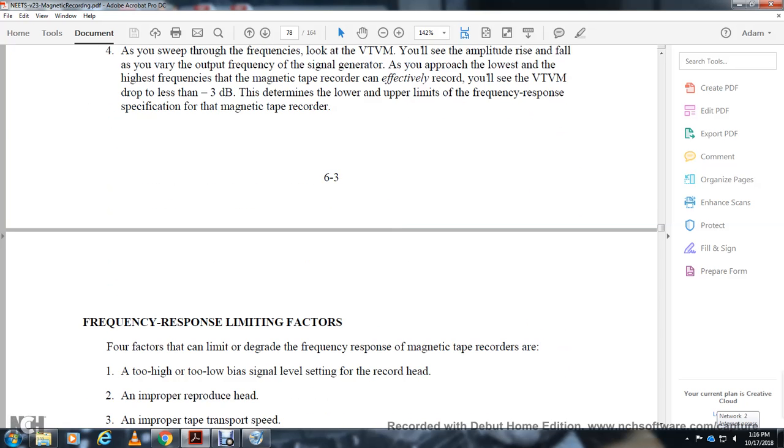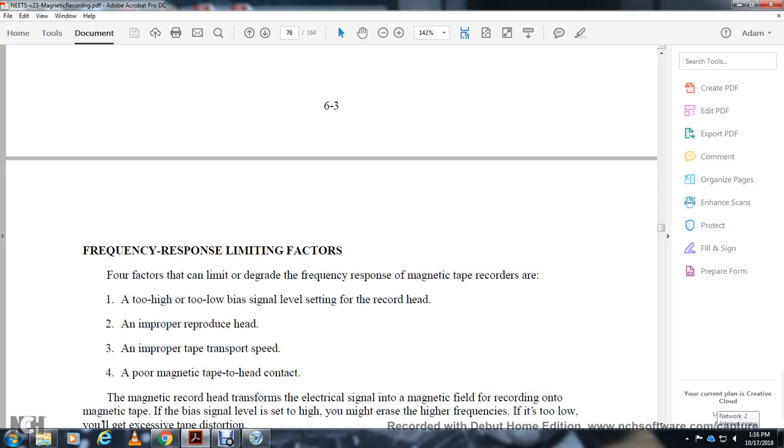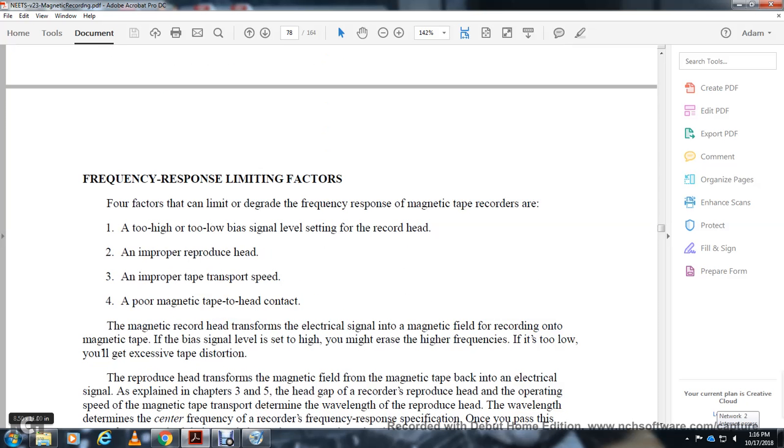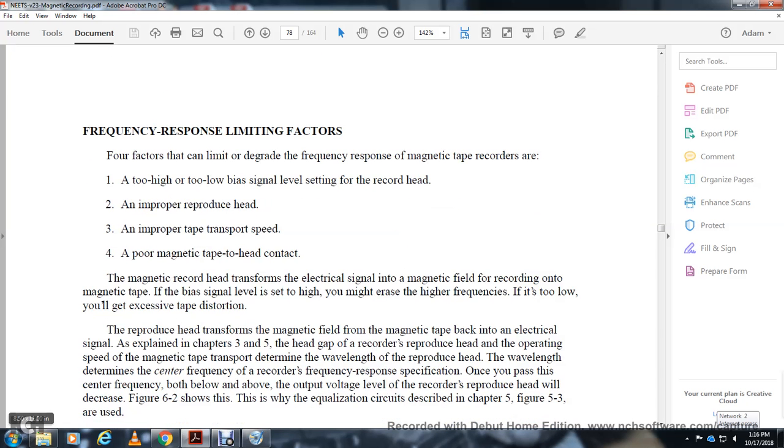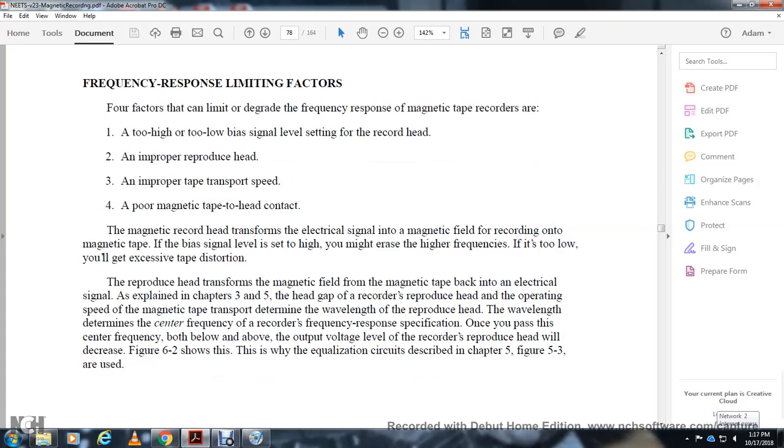Factors limiting frequency response: the record level of the magnetic tape recorder too high or too low, improper signal at the record head, improper reproduce head, improper tape and transport, and improper magnetic tape to head contact. The head converts the electrical signal to a magnetic field and records it on the magnetic tape. If the bias is too high, the higher frequencies suffer; if too low, you get excessive tape distortion.